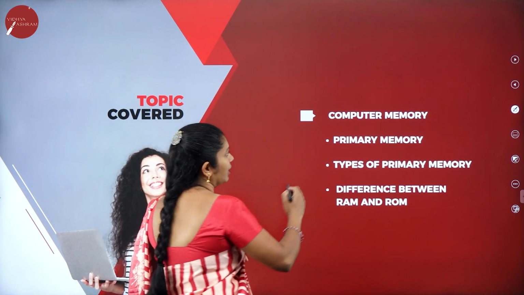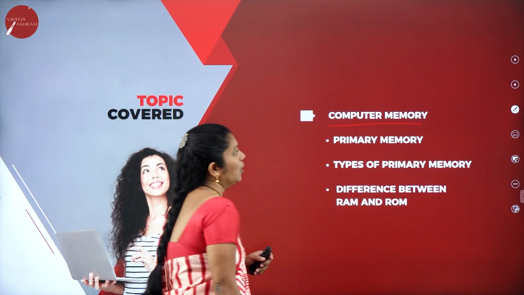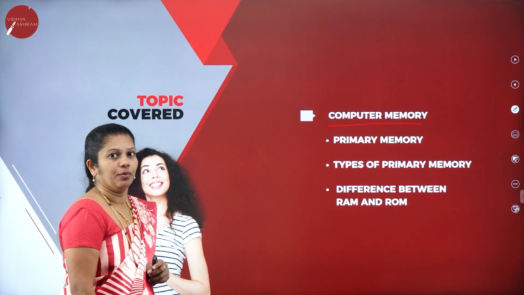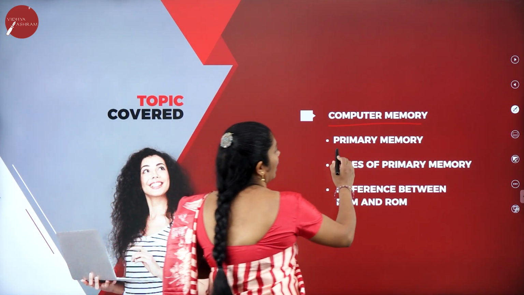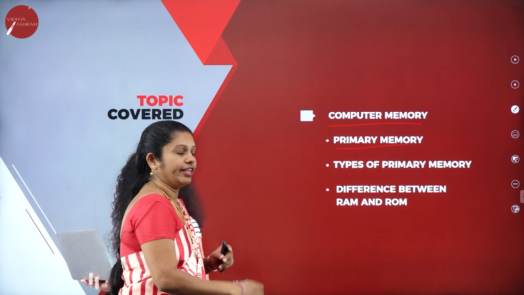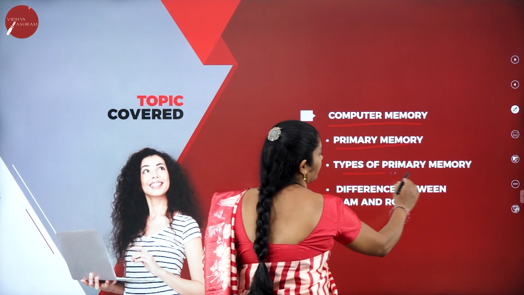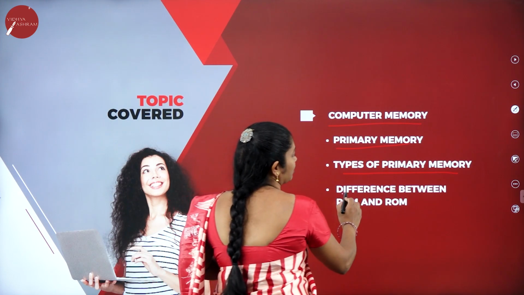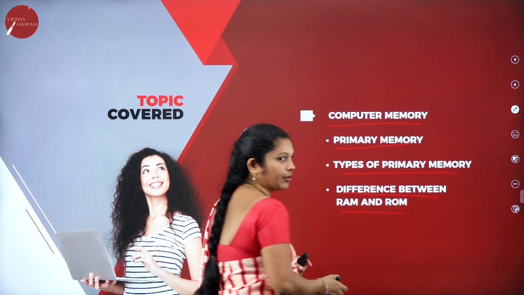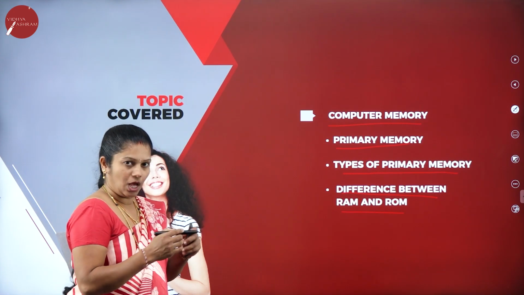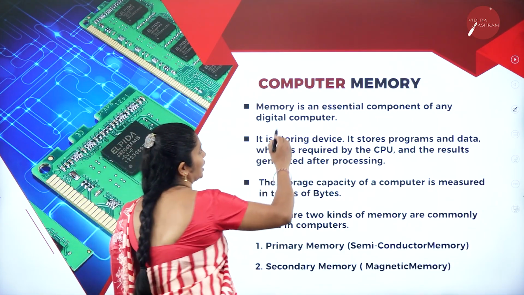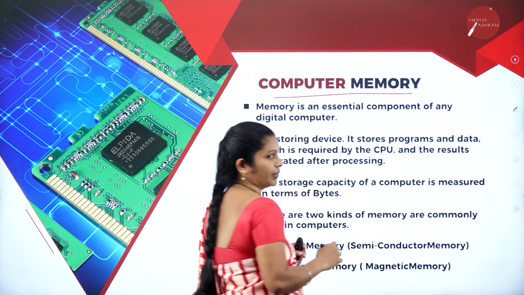Whereas today we will come to know regarding computer memory. For which purpose we need memory? Under that, primary memory, then which are the types of primary memory, then the difference between RAM and ROM. Regarding that, in today's class, you will come to know. Now, one by one we'll start. First, we'll start with computer memory.